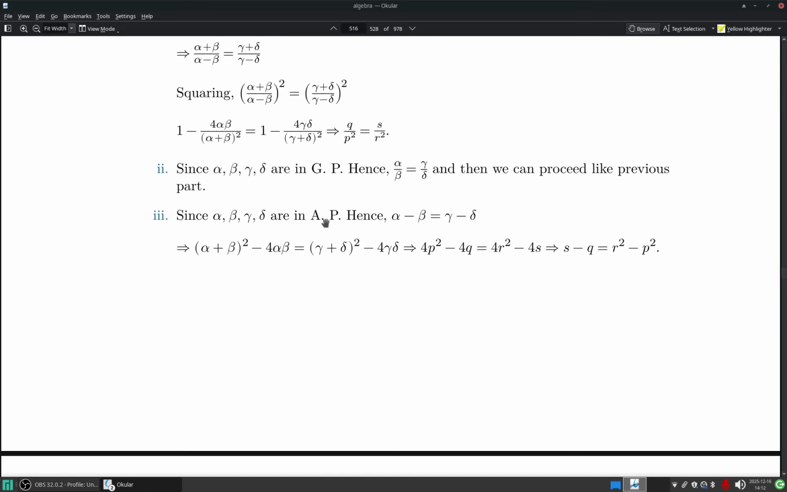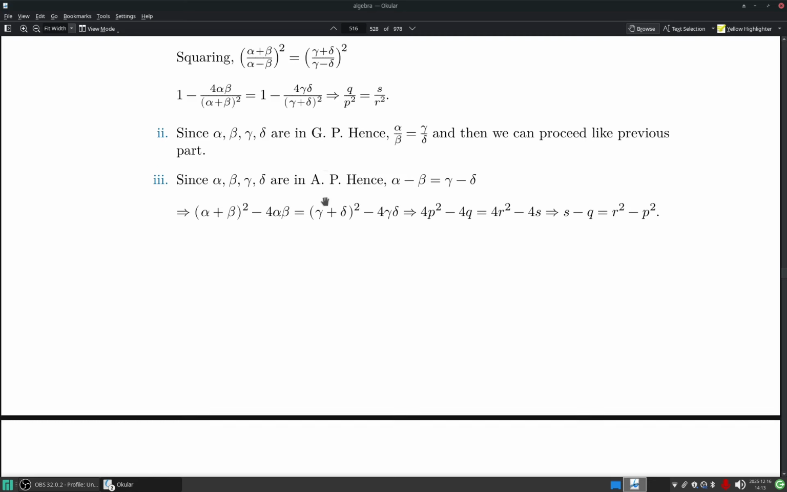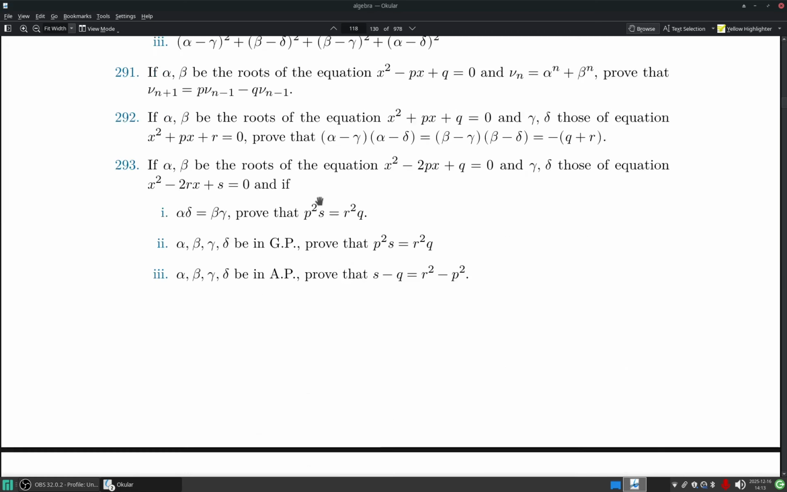Now if alpha beta gamma delta are in AP, then alpha minus beta is equal to gamma minus delta. Then we square both sides and we proceed like this example. We have alpha plus beta whole square minus 4 alpha beta is equal to gamma plus delta whole square minus 4 gamma delta, that is 4p square minus 4q is equal to 4r square minus 4s. So s minus q is equal to r square minus p square. And that is how we prove all the three parts.